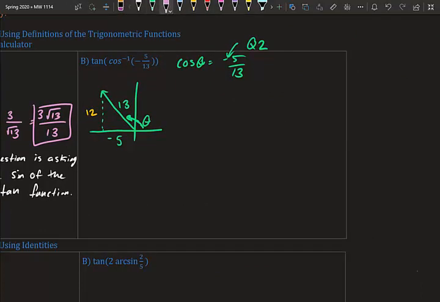So now I want the tangent of this function. So tangent theta is opposite, which is 12, over adjacent, which is negative 5. So we have tangent theta equals negative the whole fraction, 12 over 5.